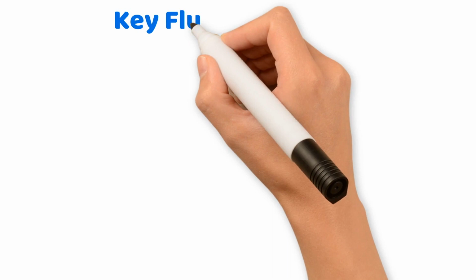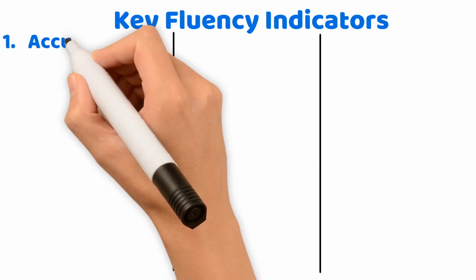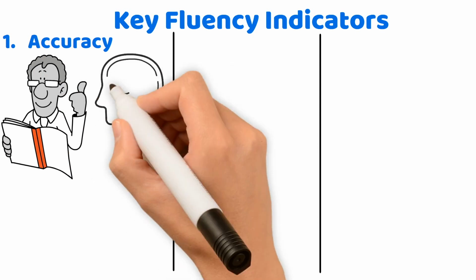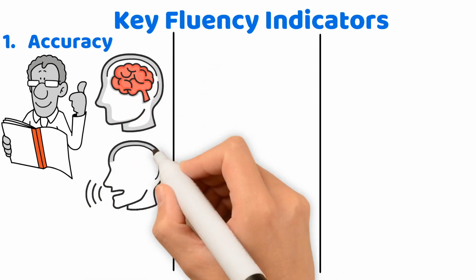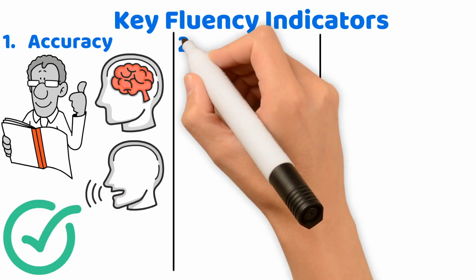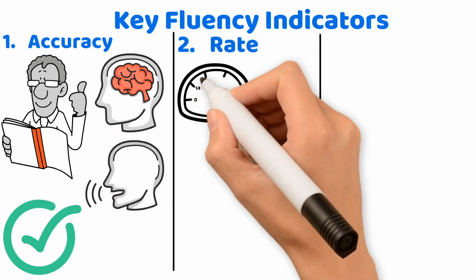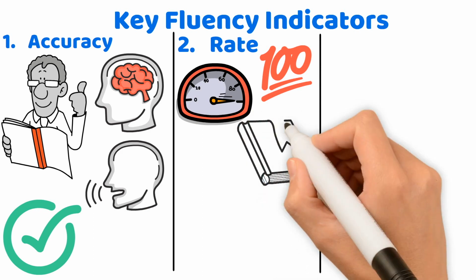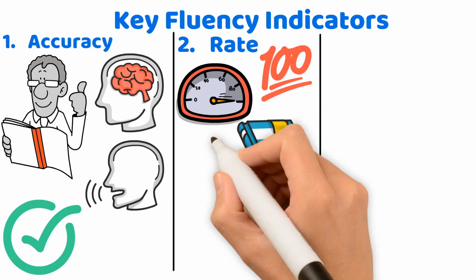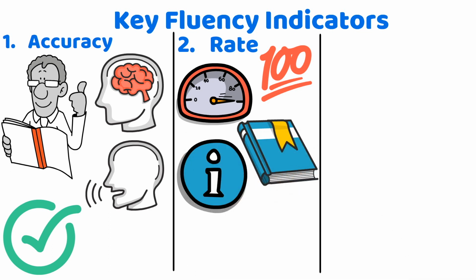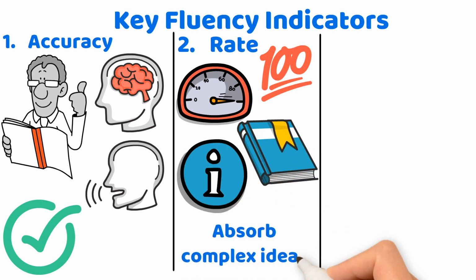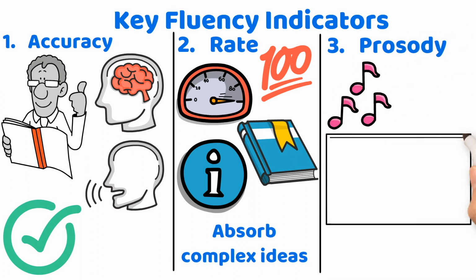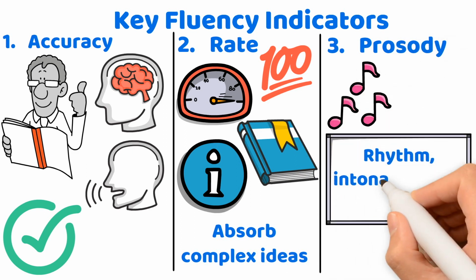Here are the 3 key fluency indicators that you need to know. 1. Accuracy. This is all about reading the right words. A fluent reader recognizes and pronounces words correctly, which is foundational to reading smoothly. 2. Rate. It's not just about speed, it's about appropriate speed. For instance, narrative texts may be read faster to reflect conversational speech, whereas informational texts might require a slower pace to absorb complex ideas. 3. Prosody. Think of prosody as the music of reading. It involves the rhythm, intonation, and stress patterns.